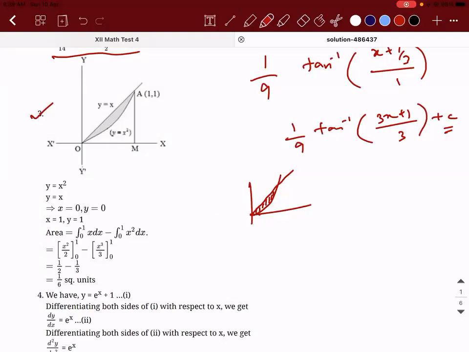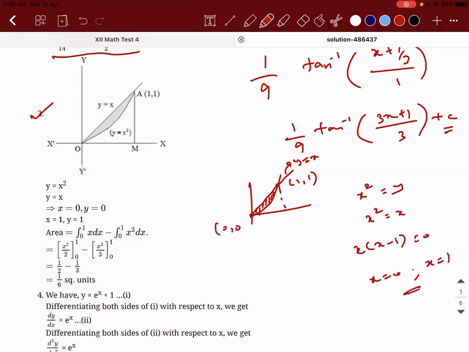So how to find this? This coordinate is 1, 1. How do you get it? x square is equal to y, right? And this line is y is equal to x. So if I write x square is equal to x, x into x minus 1 is equal to 0. So x is equal to 0 and x is equal to 1. These are the 2 points of intersection.